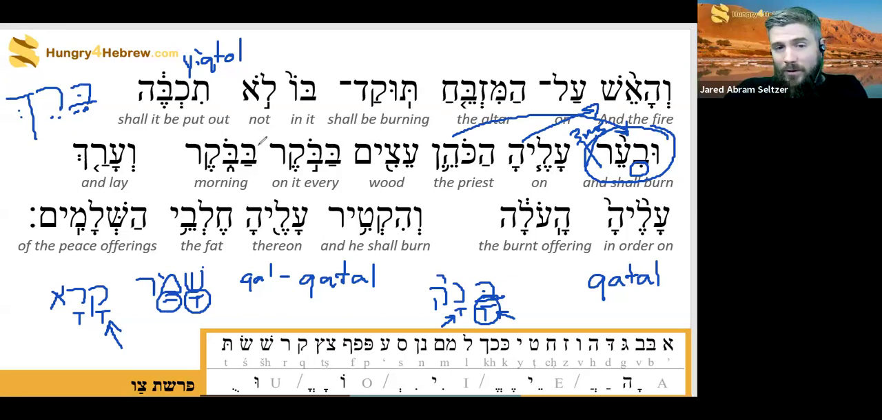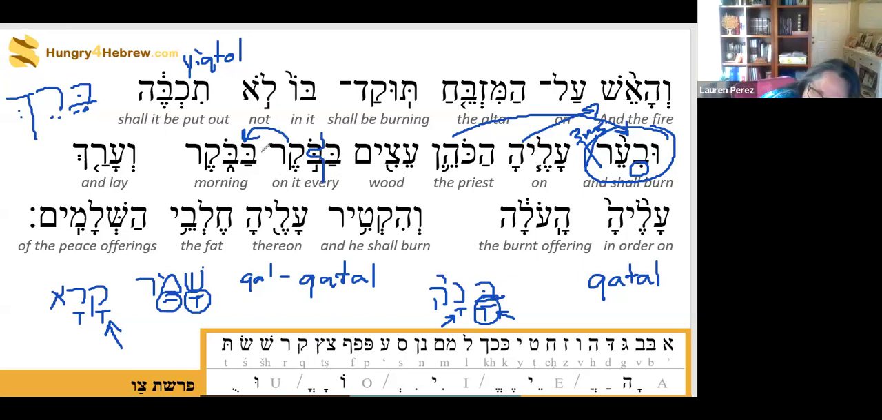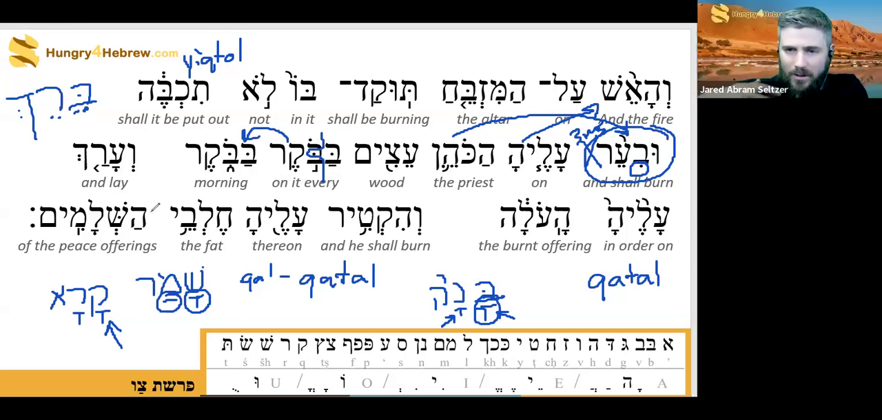Baboker, baboker. Oh, look. Well, I guess there's two things to say. Baboker is technically a preposition tacked onto the word boker, so in the morning, but then it repeats it. What, did Moses have a stuttering problem? Maybe he did, but that's not the point here. By repeating it twice, it shows an iterative action, something you're supposed to do each and every morning, morning by morning. And you can see that's how the translators translated it. Ve'arach, and he shall arrange, right?